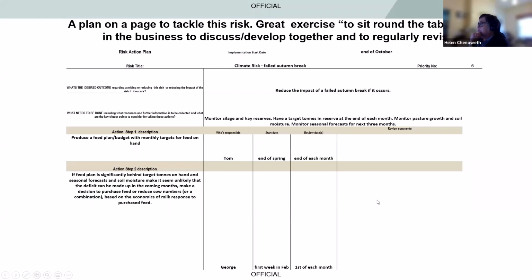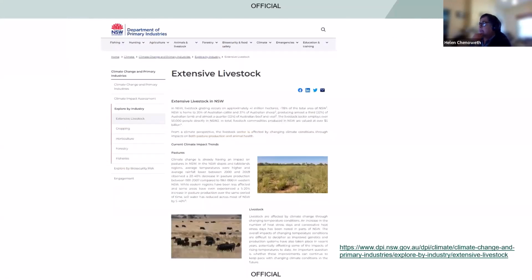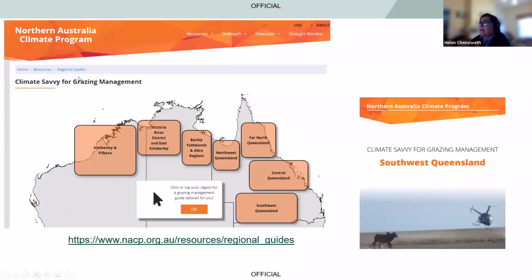So that hopefully gives you a bit of an idea about some things you can do in terms of what the information is telling us from those climate models for their locations, for our farm businesses, and some ways of farmers actually going about looking at that information for their own business. Now, there's a whole heap of information that's available for different industries as well as different geographical areas. So we haven't had time to go into all that, but certainly here are links for you. If you're in New South Wales, fantastic resources on extensive livestock. Northern Australia climate programs, that's pretty handy as well.